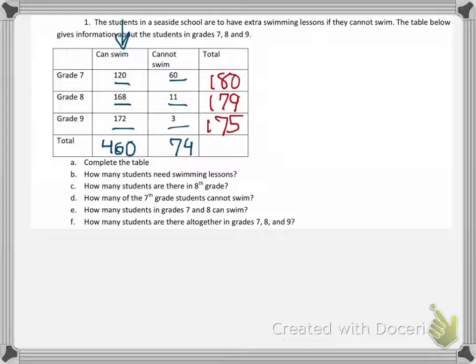Now, to figure out the grand total of everybody, all the 7th, 8th, and 9th graders, I can simply just add that last row. So when I add 460 plus 74, I'll get a total of 534. All right, so we've already done part A. The next part says, how many students need swimming lessons? Well, only people that need swimming lessons are those who cannot swim, right? So how many students could not swim in all? Ding, ding, ding. You are right. It is 74.